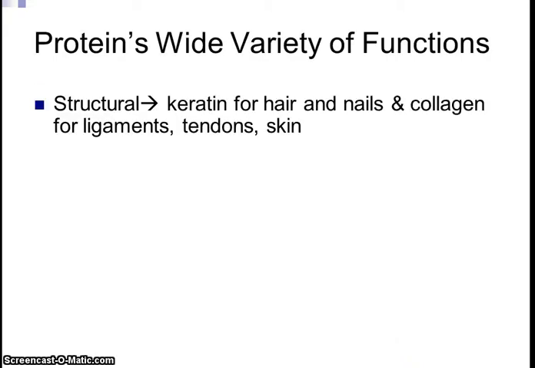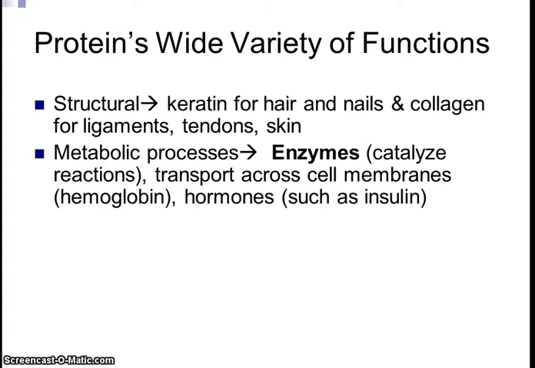Structural things are keratin for hair and nail, collagen, all your ligaments, tendons, skin. Metabolic processes, enzymes. This is a huge part, so huge that we're actually going to have a separate PowerPoint about it. What they do is catalyze reactions, which really means they speed up reactions. Without enzymes, pretty much nothing would happen in your body, but you can think of digestion, everything that breaks down in your body, enzymes are a part of, and there's a specific enzyme for each little tiny function in your body. Other things they do is transport things across your cell membrane.